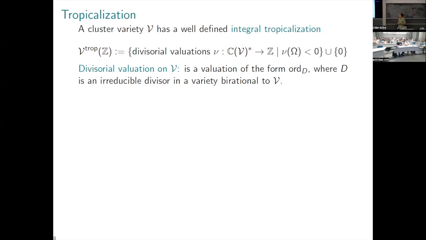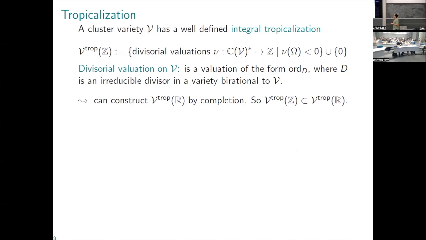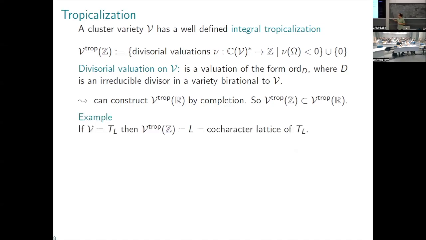So let me just give an equivalent definition. But first, let me just say that we can also construct the real tropicalization by completion. It's an analogous process of constructing the reals from the integers. You first construct the rationals and then you complete, and like that we can obtain this real tropicalization. Or you can give another very abstract definition using dual intersection complexes and compactifications that I don't want to discuss.